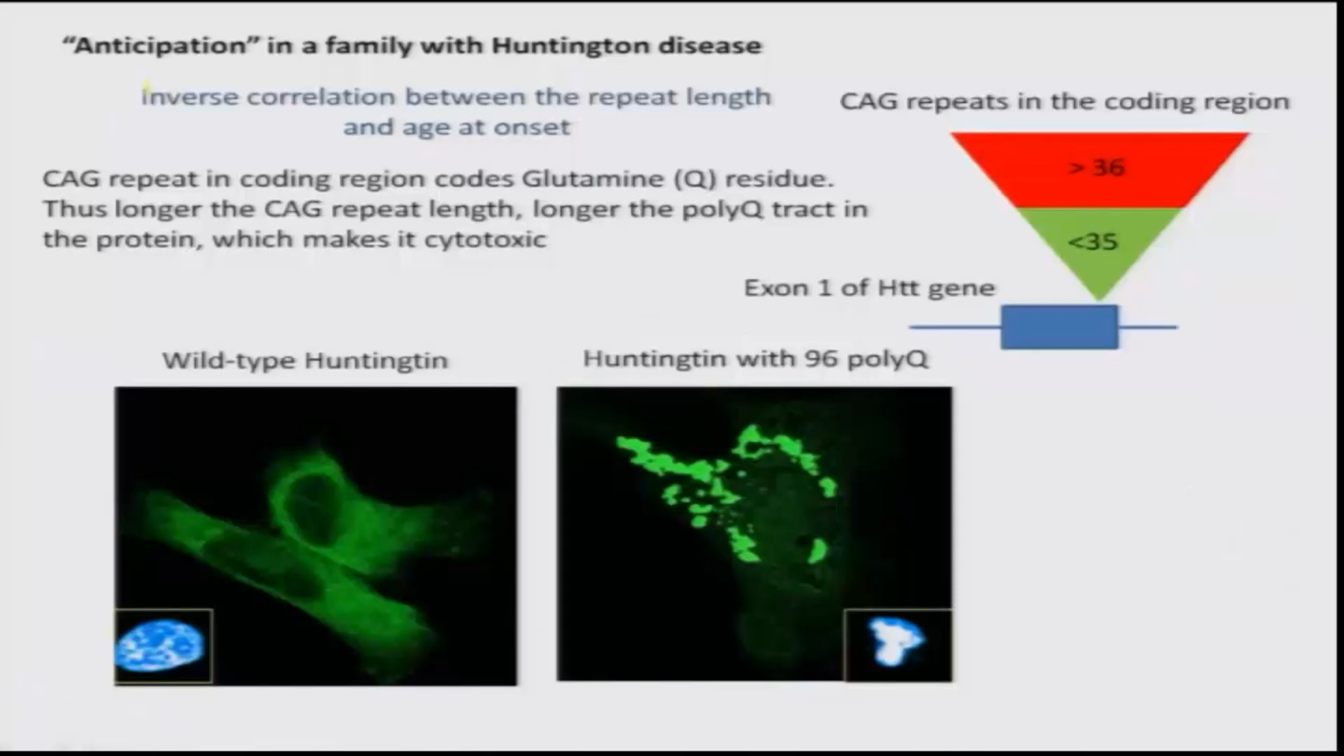What is interesting is that, as I told you, this CAG repeat is present in the exonic region of the gene, meaning it is coding for a protein. So, it so happens that CAG itself is a codon.